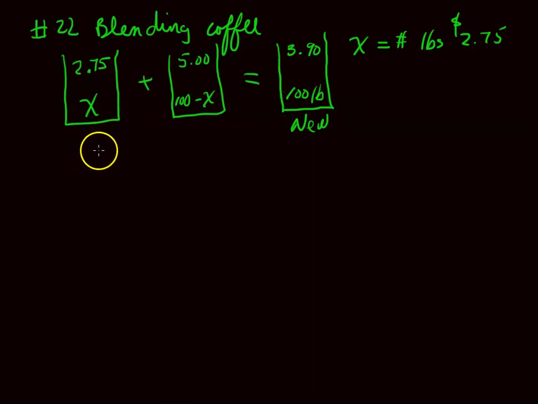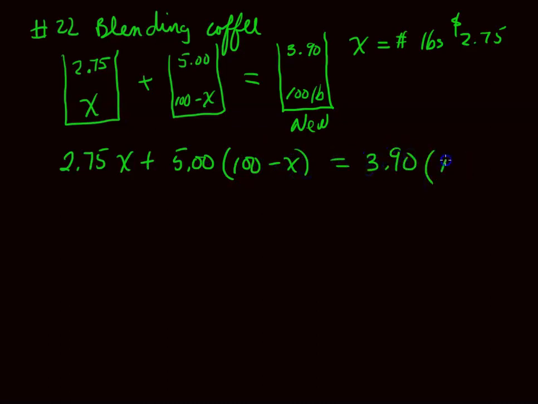And this is just multiplication. The 2.75 times X plus the 5, I'm going to put 5.00, times 100 minus X equals the 3.90 times 100. And then you solve that. But notice we've got 4 steps already here. Let's see. 2.75x. Let's distribute this. 5 times 100 is 500.